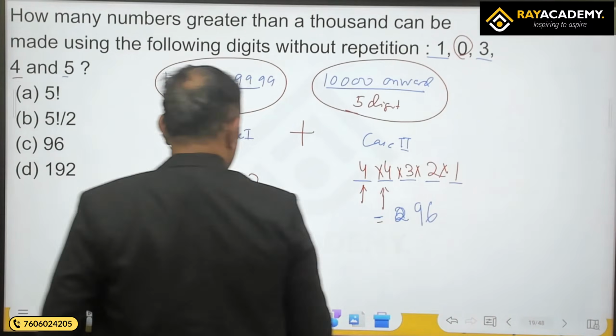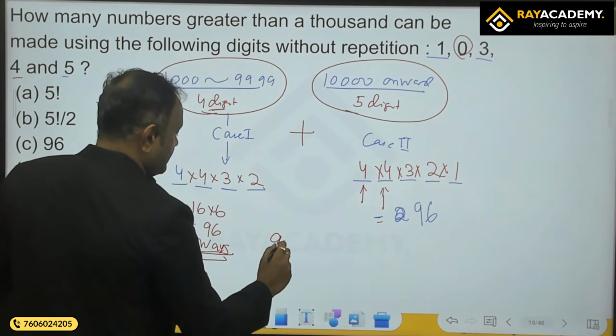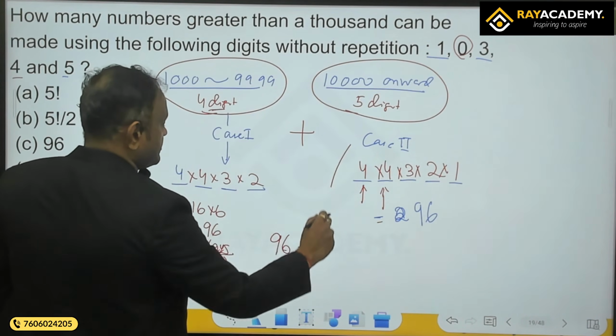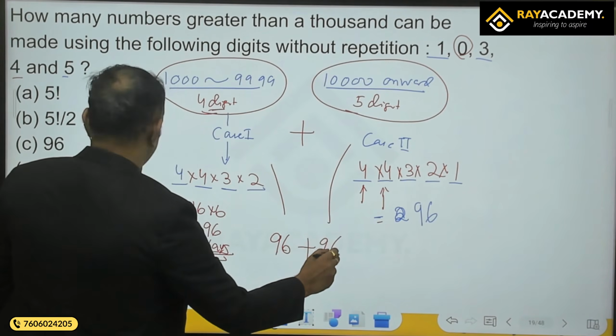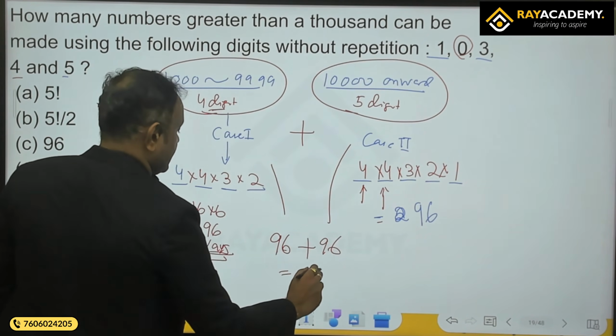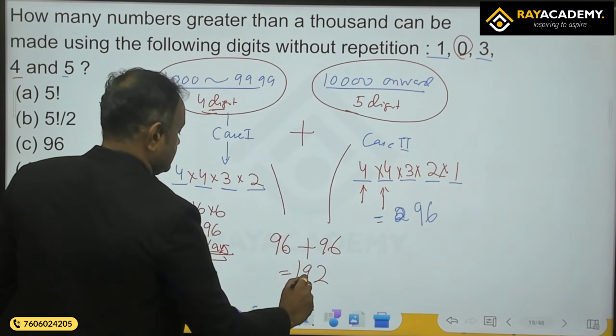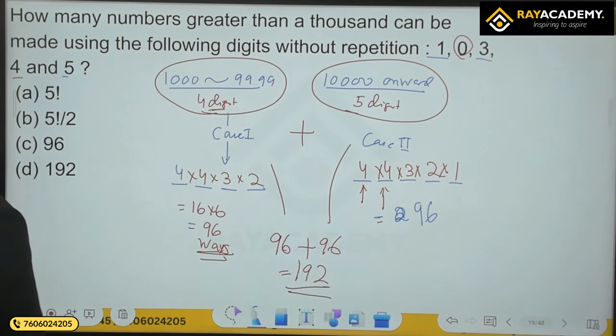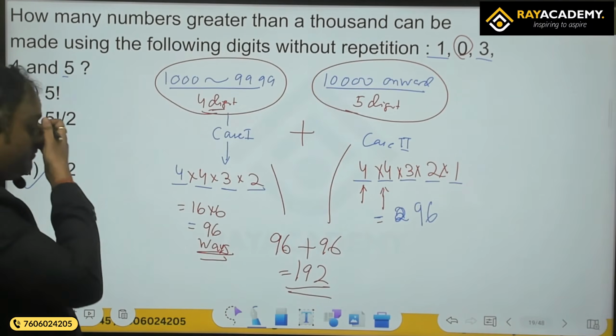So what will the total answer be? Number of 4 digit numbers is 96. Number of 5 digit numbers is 96. So the answer would be twice of 96. That is 192. Answer is 192.